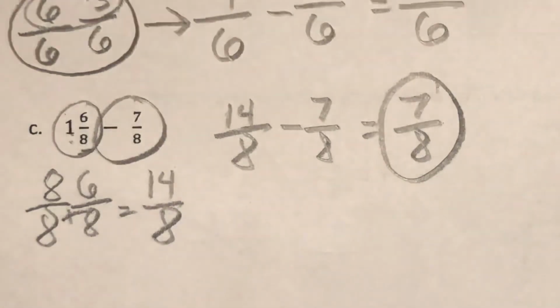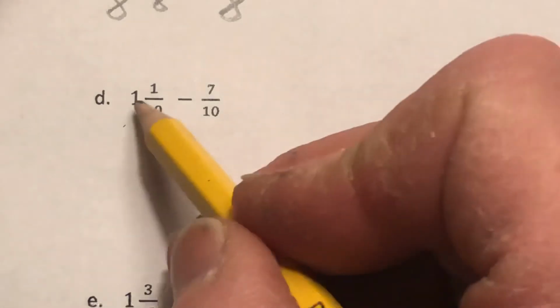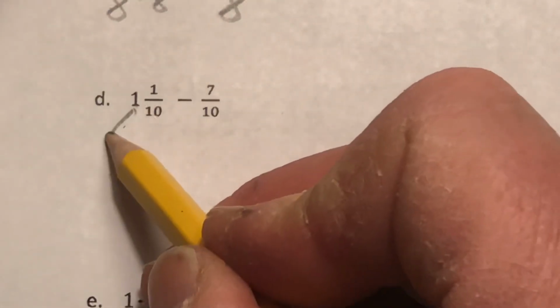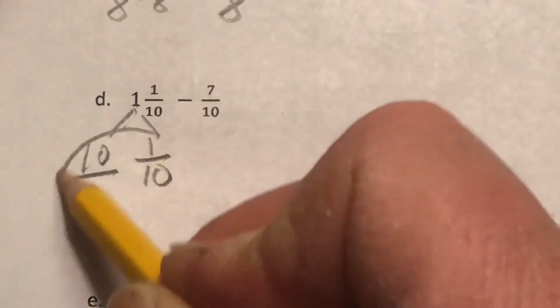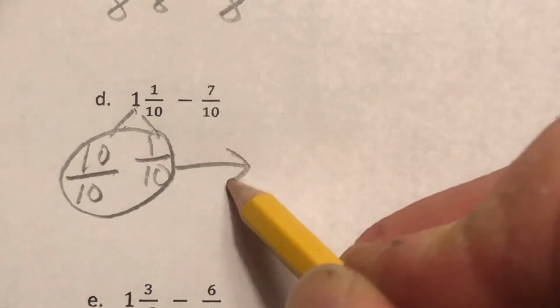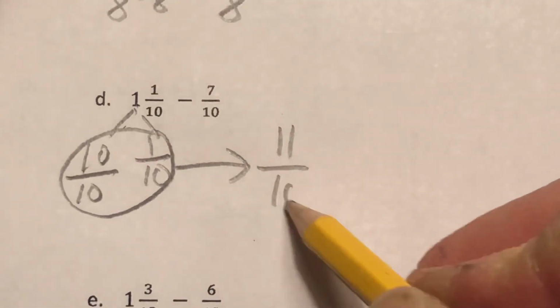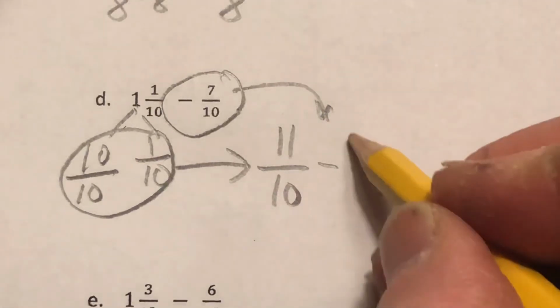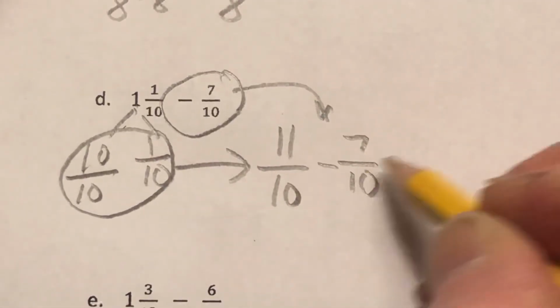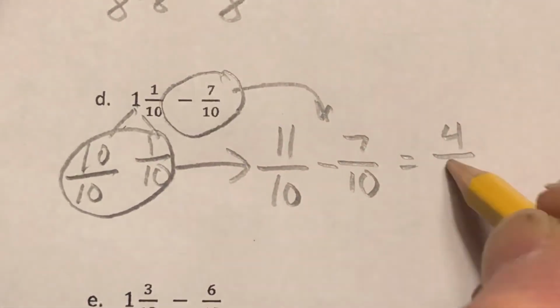All right, let's check out this one. 1 1/10. So this here is 10/10. And this here is 1/10. I combine those to get 11/10. Now I can subtract 7/10 to get 4/10.